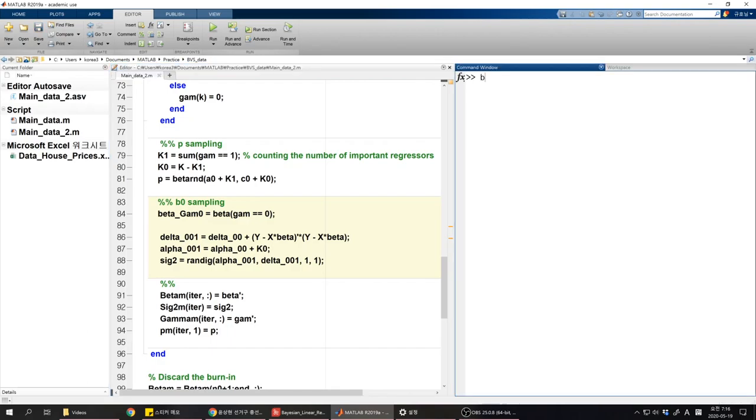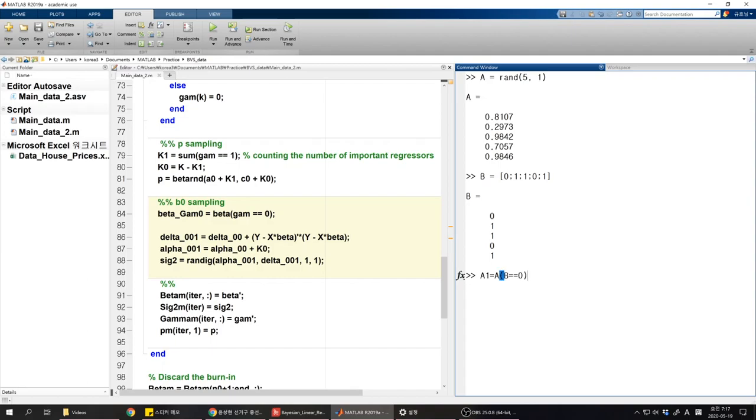Suppose A equals randn, say 5 by 1. And then B equals, say, 0, 1, 1, 0, 1. Here, and then let's say A1 equals A, and here B equals 0.